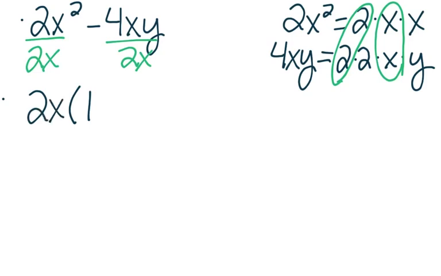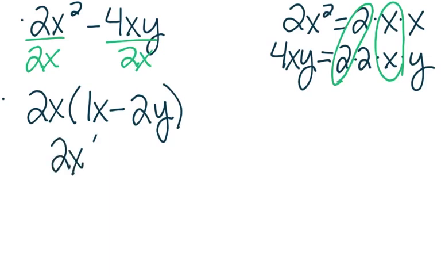And then x squared divided by x would leave us with an x. And then for our next term, we're going to bring down our minus sign, and then 4 divided by 2 gives us 2. Our x's cancel out, and we are left with y. You do not need to write the 1 here, so you can simplify by just writing 2x times x minus 2y.